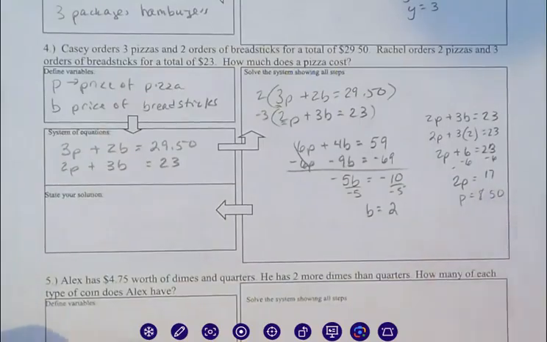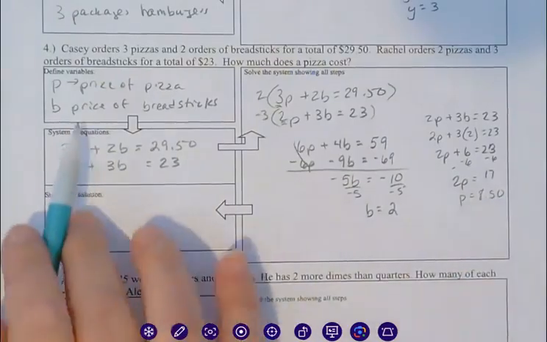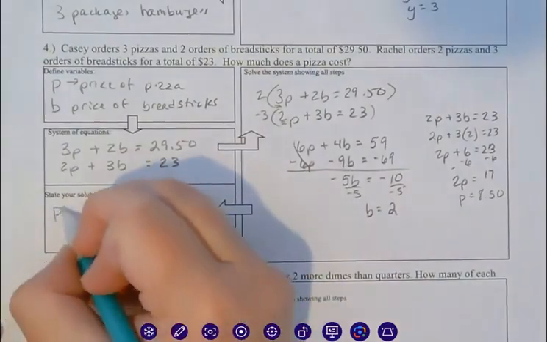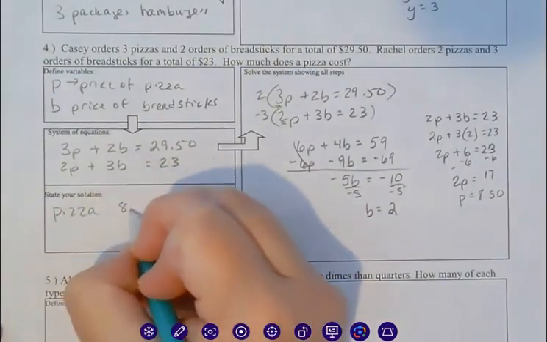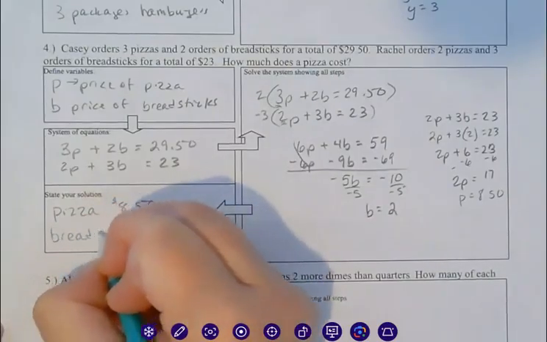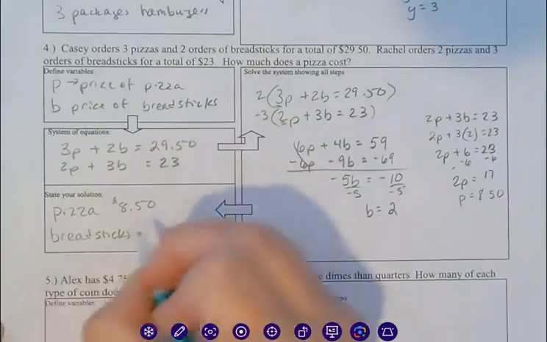And anytime I get a decimal answer, I think, is it okay to get a decimal in this? Is it okay to have a half? And since P represents the price of pizza, that makes good sense. Pizza costs $8.50, and breadsticks cost $2.